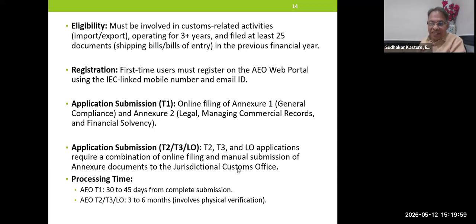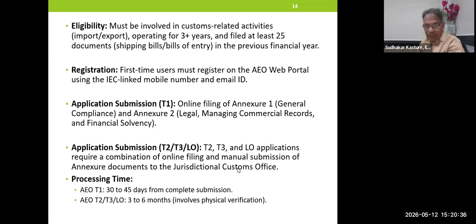First time users must register on the AEO web portal using the IEC linked mobile number and email ID. Application submission for Tier 1 first category, online filing Annexure 1 and Annexure 2. Annexure 1 में जनरल कंप्लायंस आएंगे, Annexure 2 में लीगल, मैन्युफैक्चरिंग, कमर्शियल रिकॉर्ड्स, फाइनेंशियल सॉल्वेंसी, इस टाइप के कंप्लायंसेस आएंगे. Application submission require a combination of online filing and manual submission of annexure documents.